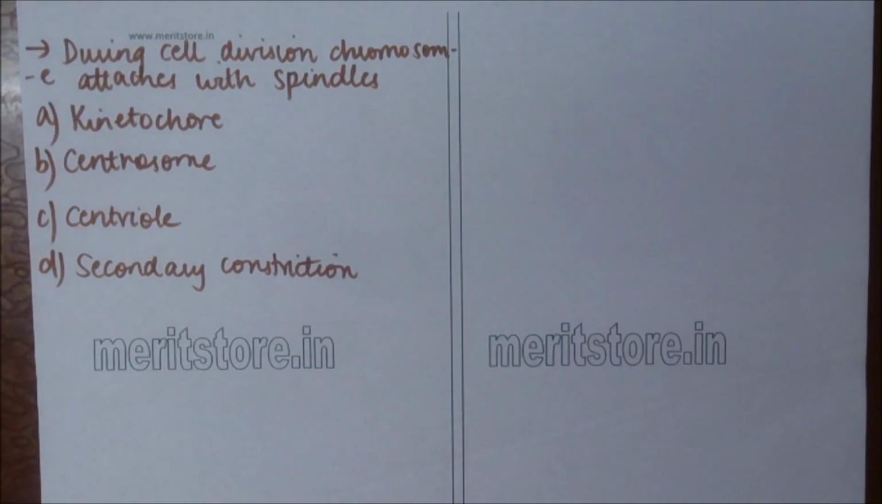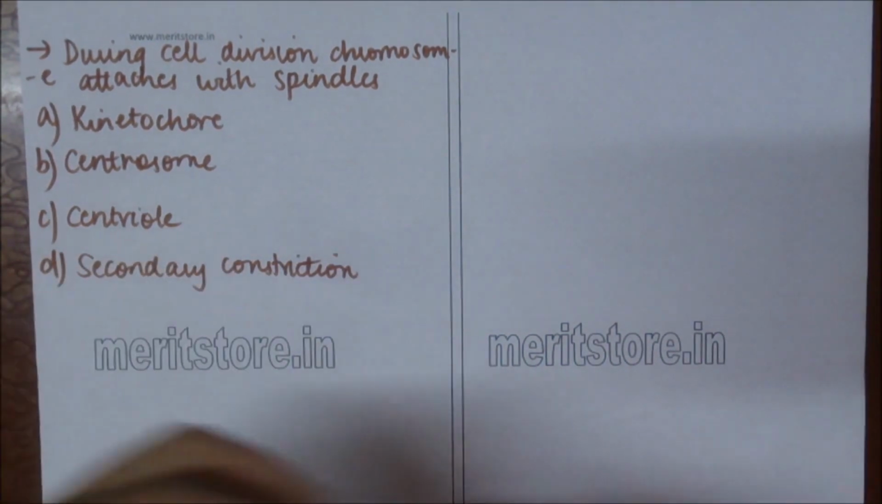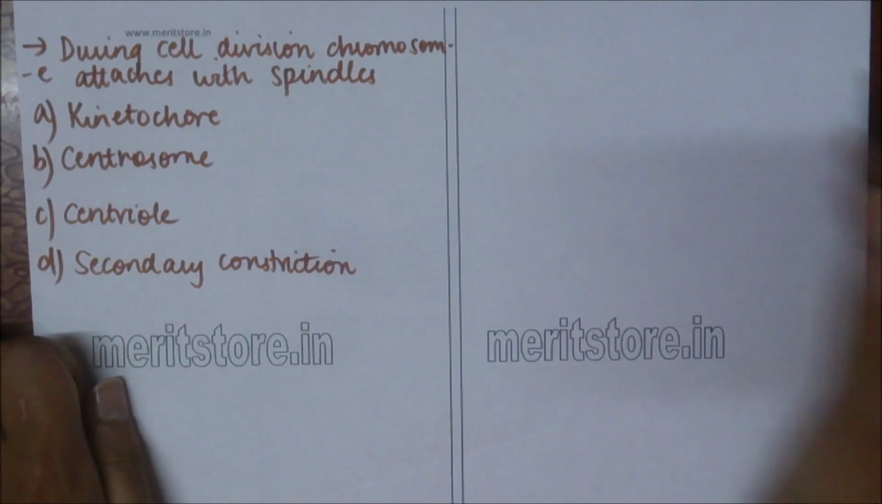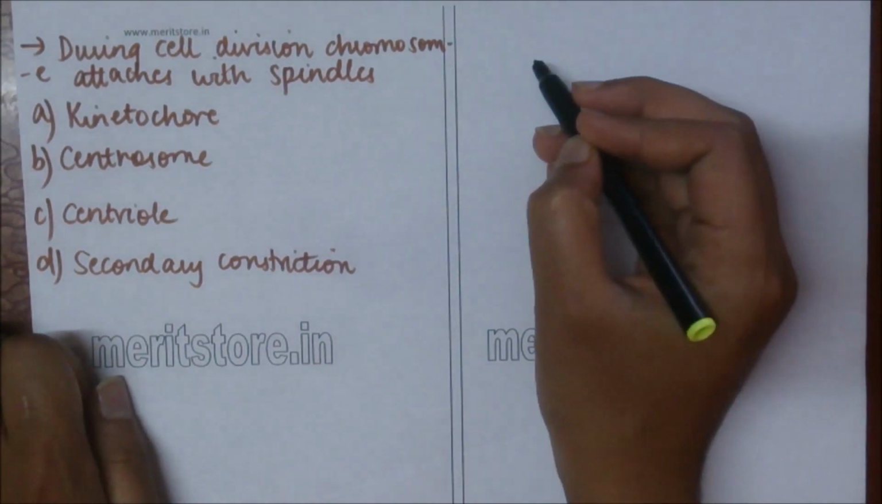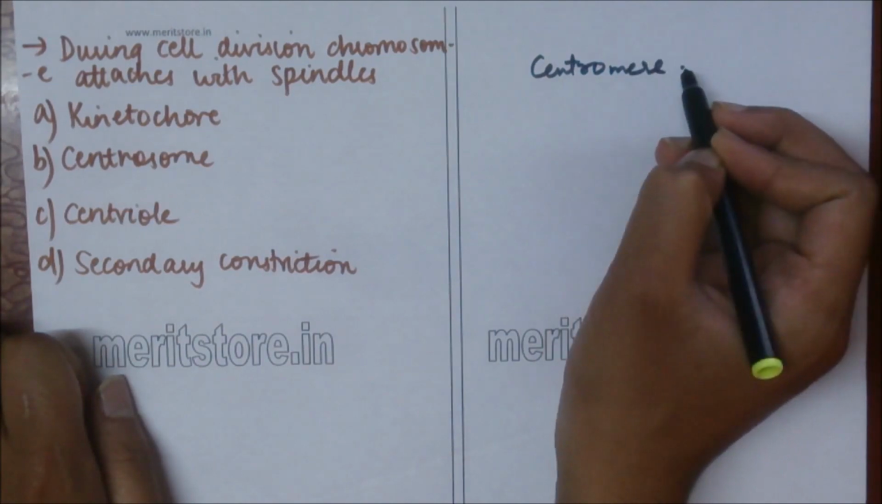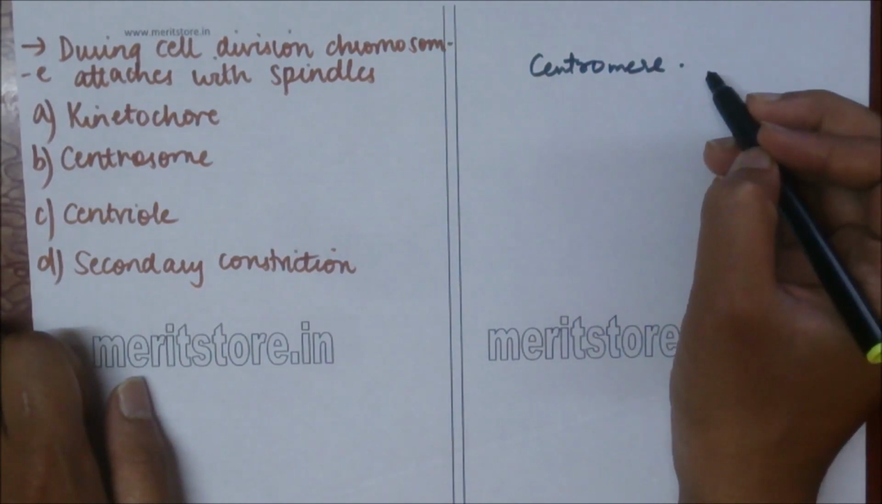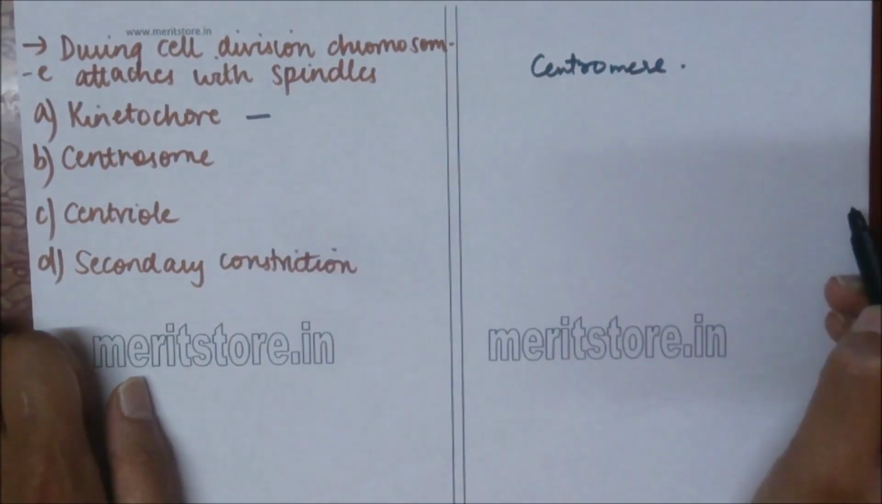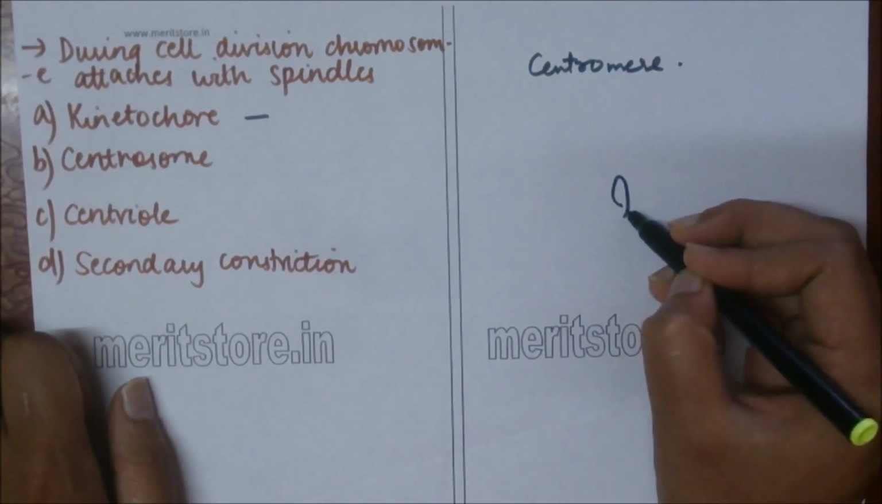During cell division, chromosomes attach with spindles. A. Kinetochore, B. Centrosome, C. Centriole, D. Secondary constriction. Due to attachment of spindle fibers at the centromere. Centromere is also known as kinetochore of chromosomes.